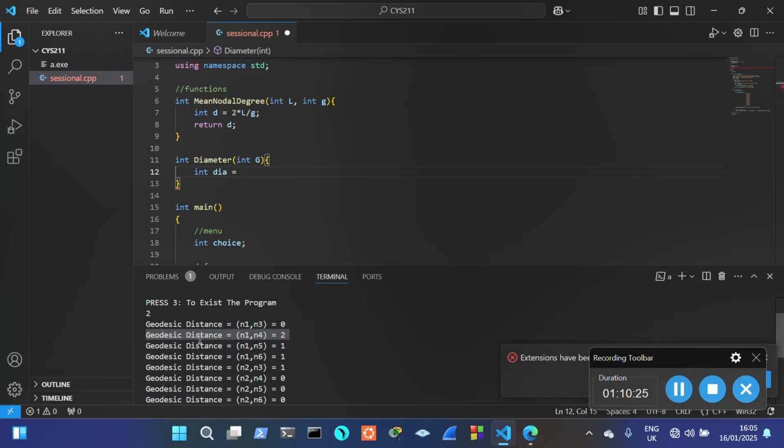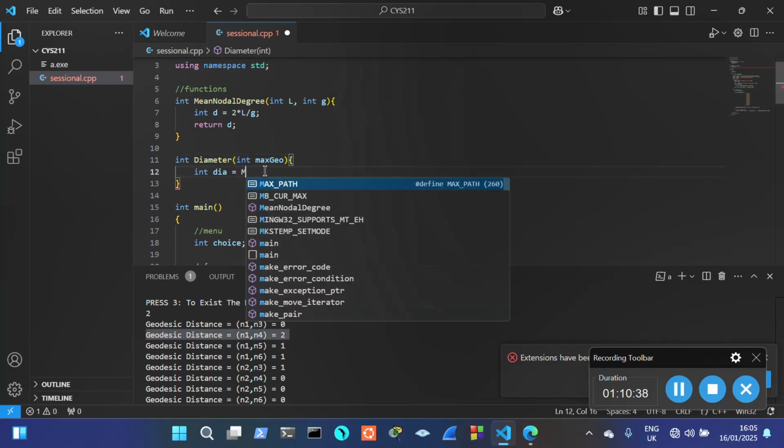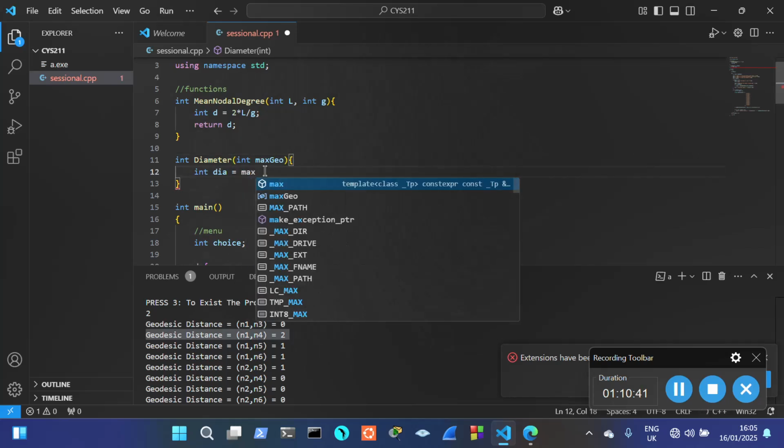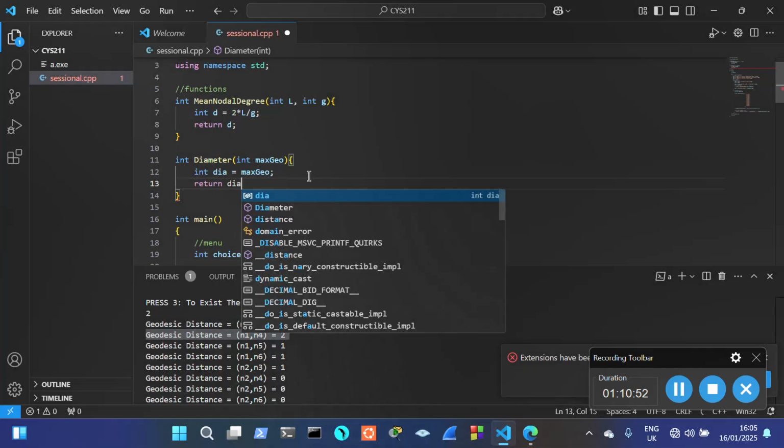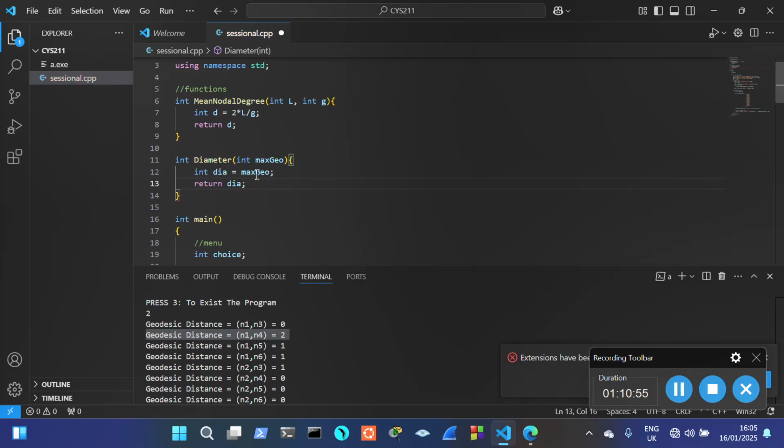Since we are saying G, G is just the geodesic distance, the longest geodesic distance. Let me just say int max geo, max geodesic. So now since we have this formula, we can return this dia, because we want to make sure that we have the diameter as our answer.